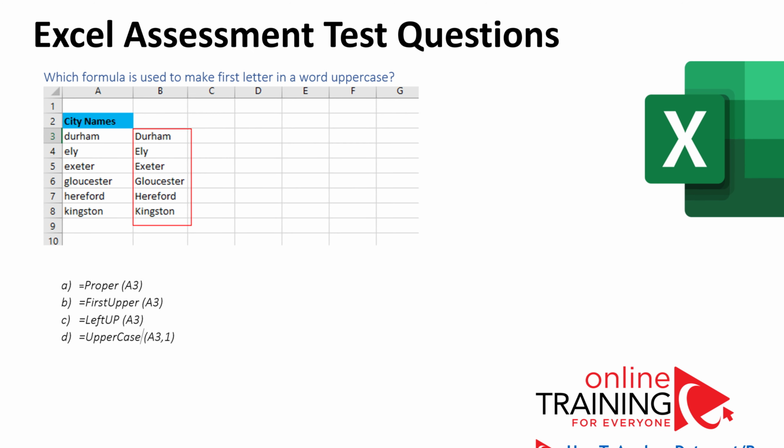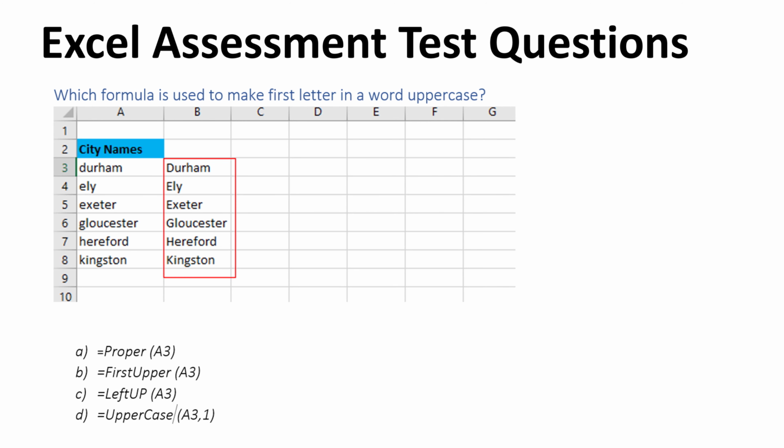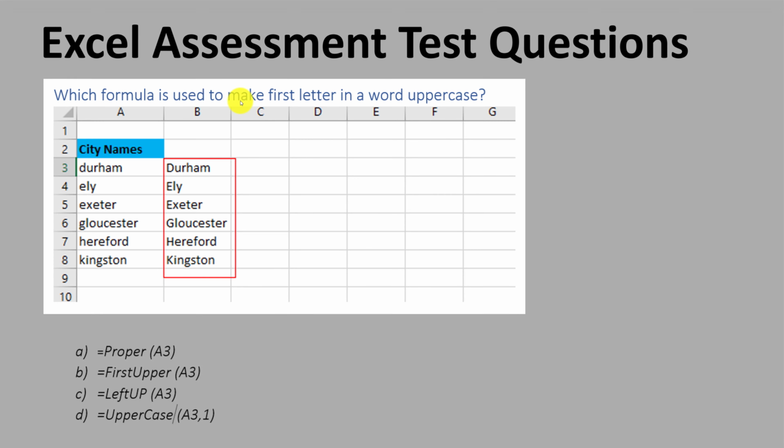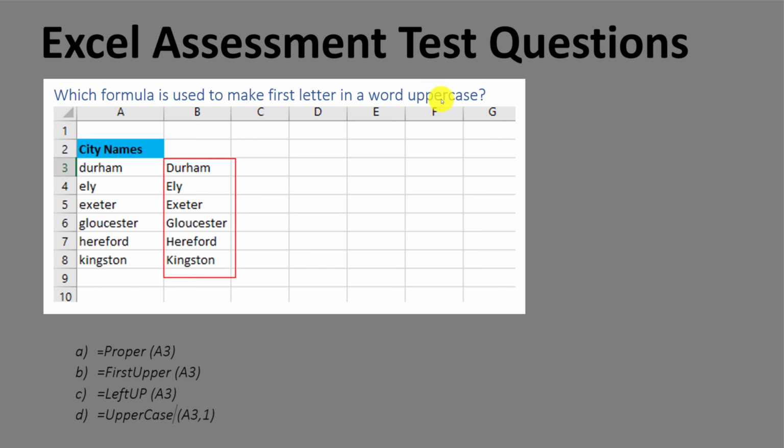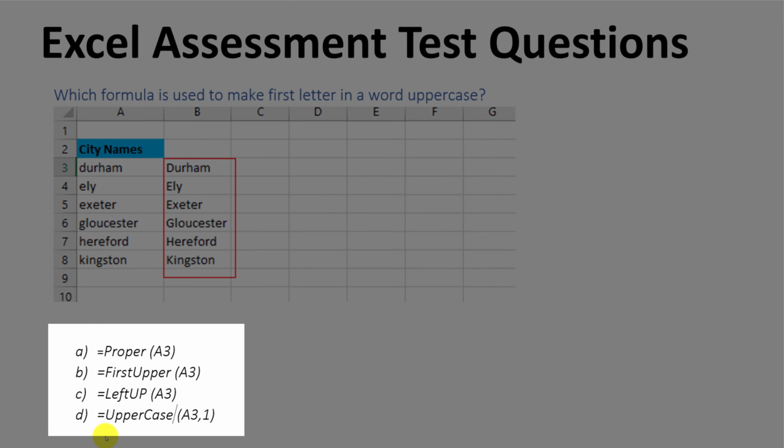Very often, you might be tested on your knowledge to manipulate Excel strings. This is a sample question in this category. Which formula is used to make the first letter in a word uppercase? What we see here on the screen, in column A, is that all values are lowercase. In column B, the same values are represented with only the first character uppercase. And there are 4 choices presented. A, PROPER, first upper, left up, and uppercase. Which one would you choose?